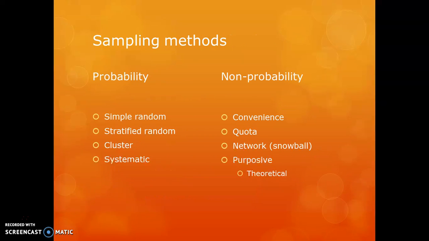So let's talk about each of the individual types. Probability sampling: your book goes into the four major ones: simple random, stratified random, cluster random, and systematic random. We'll talk about each of those. And then the non-probability types: convenience, quota, network or snowball sampling, and then purposive or theoretical. Your book differentiates to a greater degree purposive and theoretical. I will not, and I'll explain that when we get to that slide.